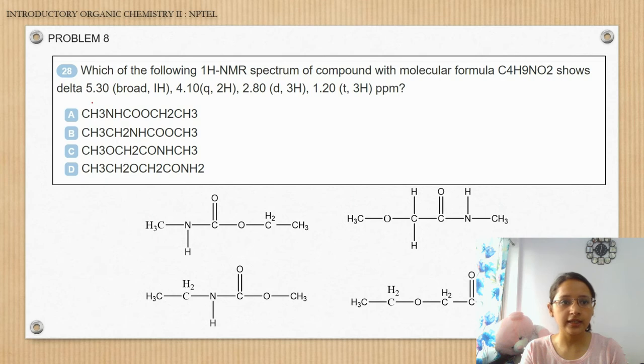Here the 5.30 chemical shift is a broad signal for 1H, and 4.1 is a quartet for two hydrogens, 2.8 is a doublet for three hydrogens, and 1.20 is a triplet for three hydrogens, right? Previously we saw the chemical structure and assigned the doublet, triplet and quartet. But in this problem, we have to figure out which chemical structure is correct according to these chemical shift values.